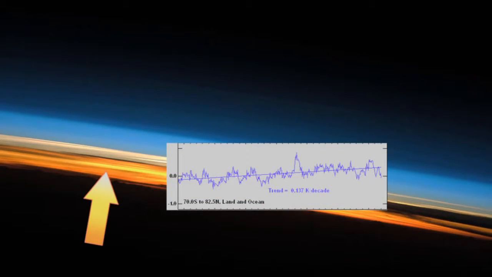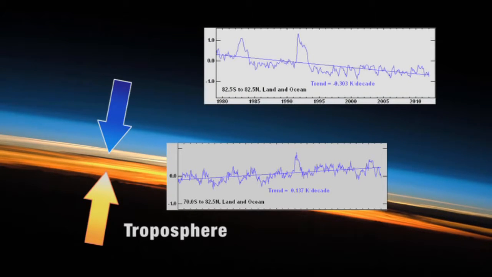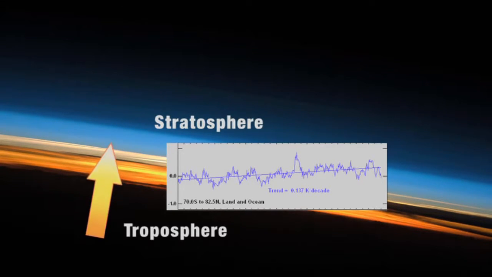scrutinized, and both show a warming trend in the lower layer of the atmosphere, the troposphere, and a cooling trend in the upper layer, the stratosphere. This is exactly the vertical pattern of temperature change expected from increased greenhouse gases, which trap energy closer to the Earth's surface. If an increase in solar output were responsible for the recent warming trend, the vertical pattern of warming would be more uniform through the layers of the atmosphere.